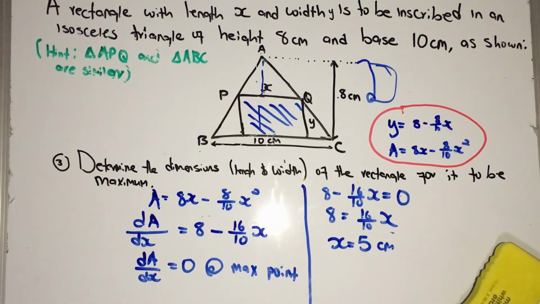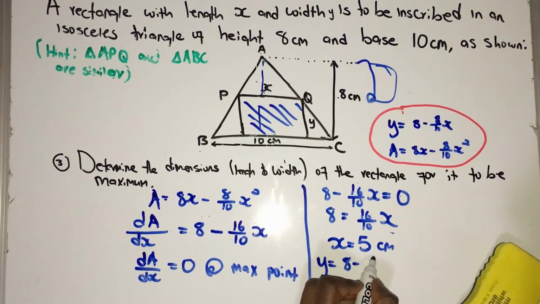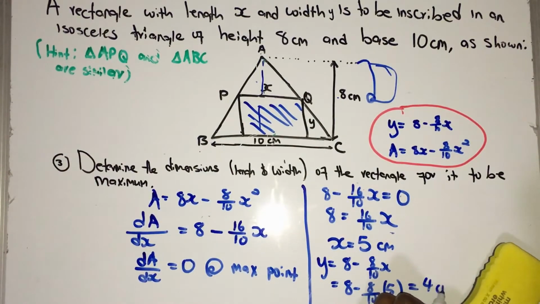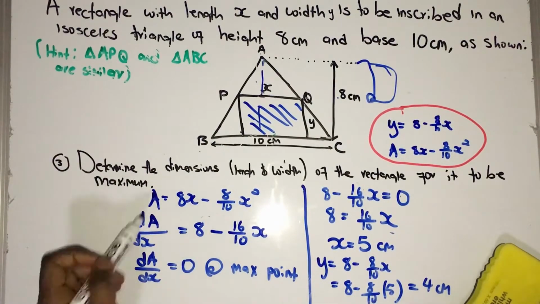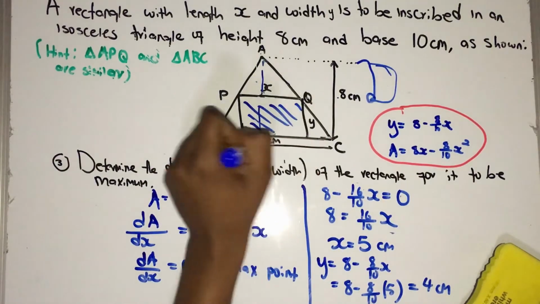But now we still need to find the y. We have found that your y is the same as 8 minus 8 over 10x, which means your y is 8 minus 8 over 10 into 5, and then this works out to be 4 centimeters.